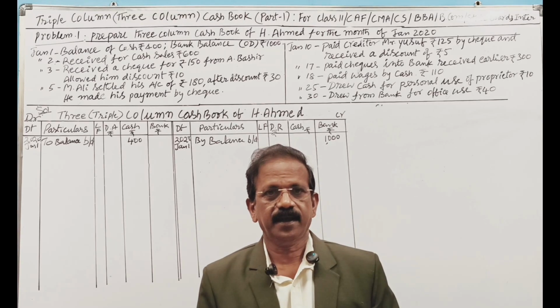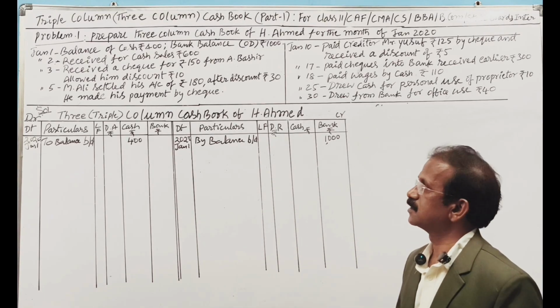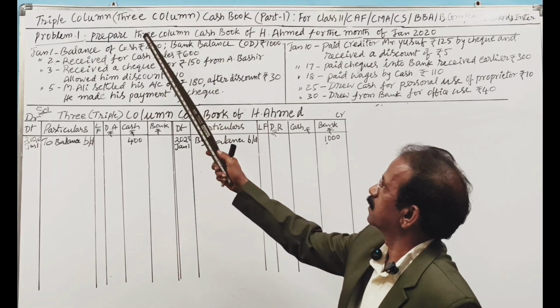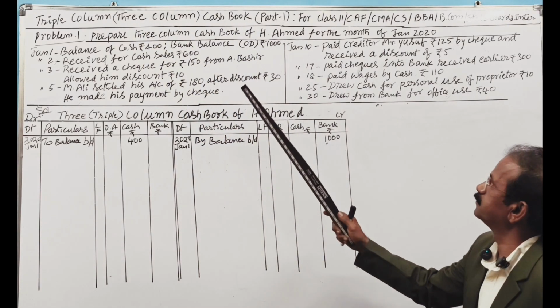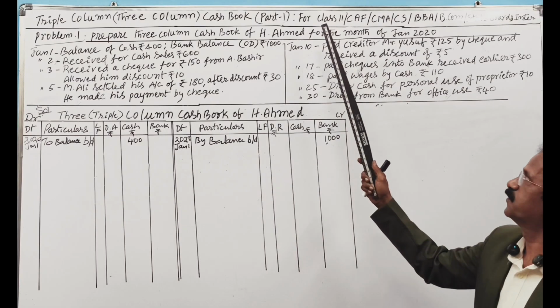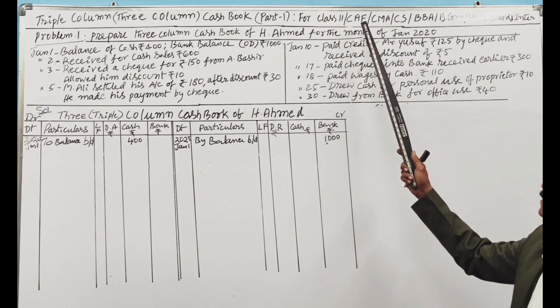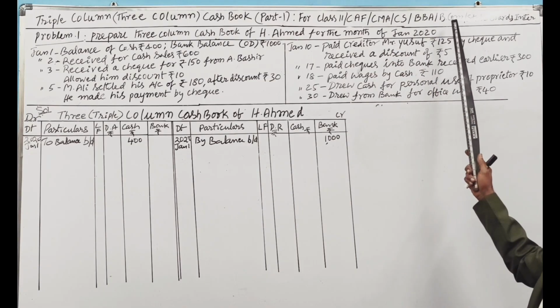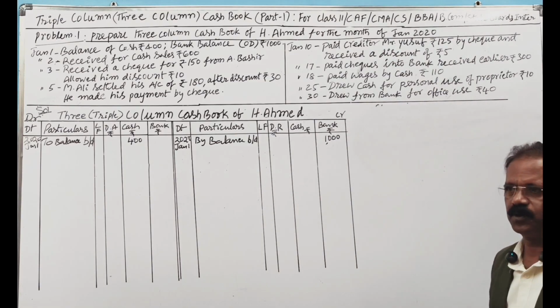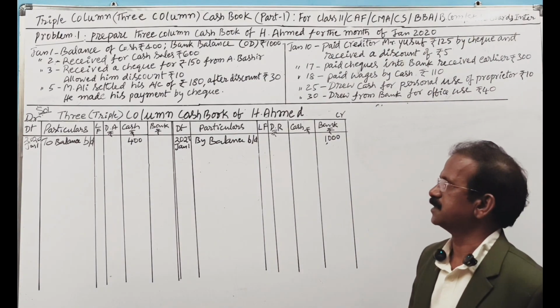Hi, today I am going to teach about triple column cash book. It is also called three column cash book. Part 1. This video is useful for class 11, CA Foundation, CMA, CS, BBA, BCom and state board intermediate examinations.